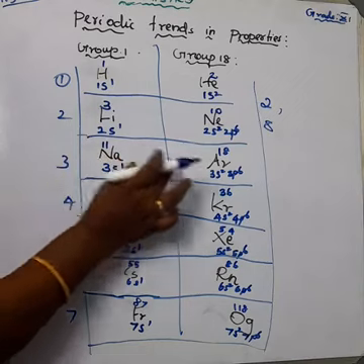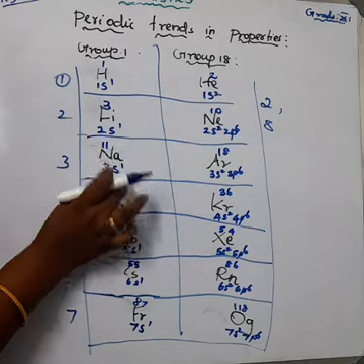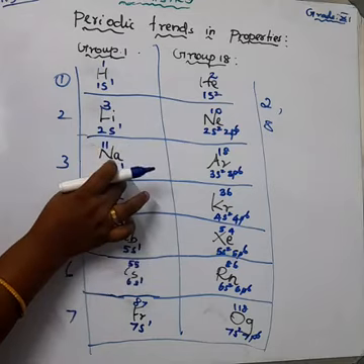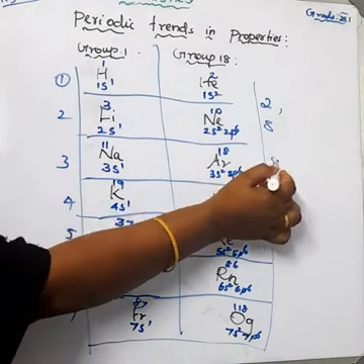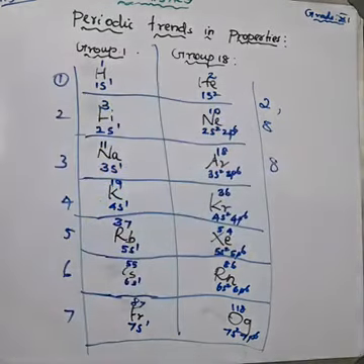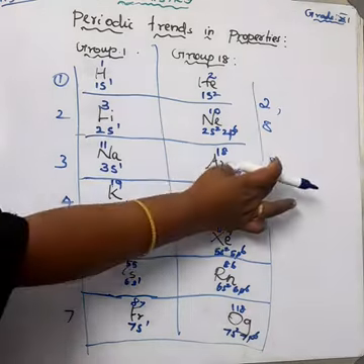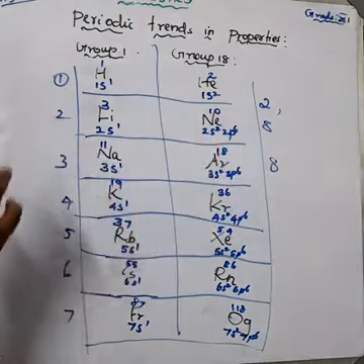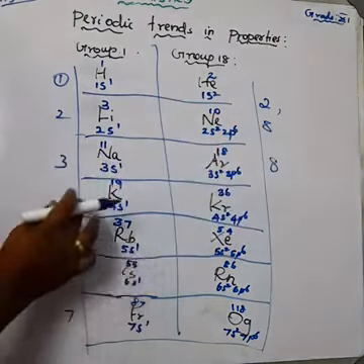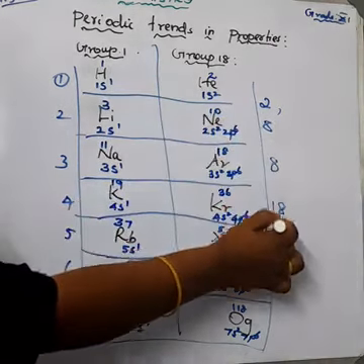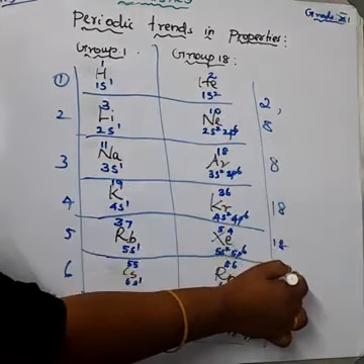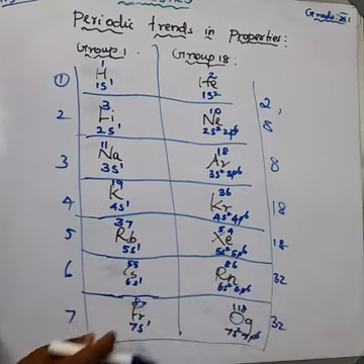Sodium and potassium have similar properties, but these similar properties reappear after an interval of 8 atomic numbers. Sodium atomic number 11 and potassium 19. So how much difference is here? 8 atomic numbers increase. This is the regular interval. This is called the periodicity of properties.